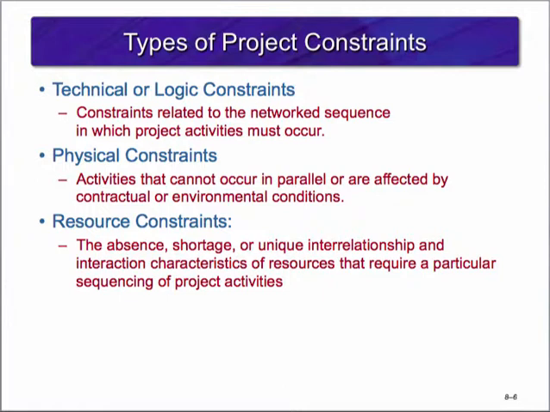We talked about project constraints, or project restrictions, earlier in the semester. They were time, cost, and schedule. In this chapter, we'll be talking about them in a slightly different manner, involving scheduling and cost. First, technical or logical constraints. These constraints are related to the networked sequence in which project activities must occur. With this type of constraint, activity B cannot begin until activity A has been completed due to a technical or logical reasoning. For example, you can't install a faucet until the plumbing has been done.